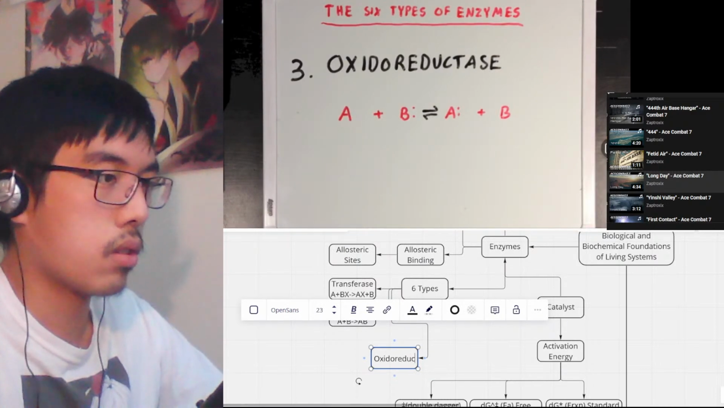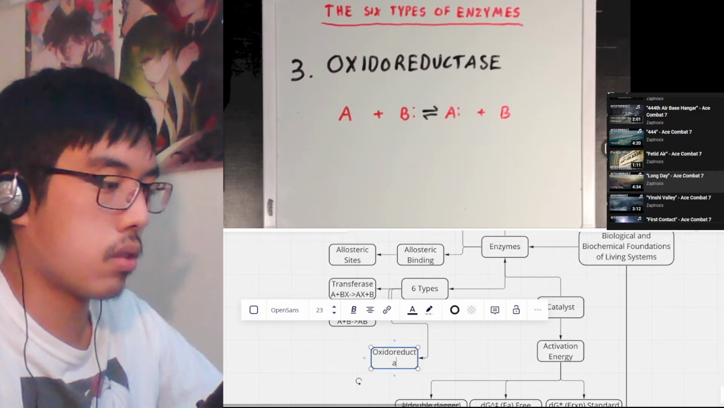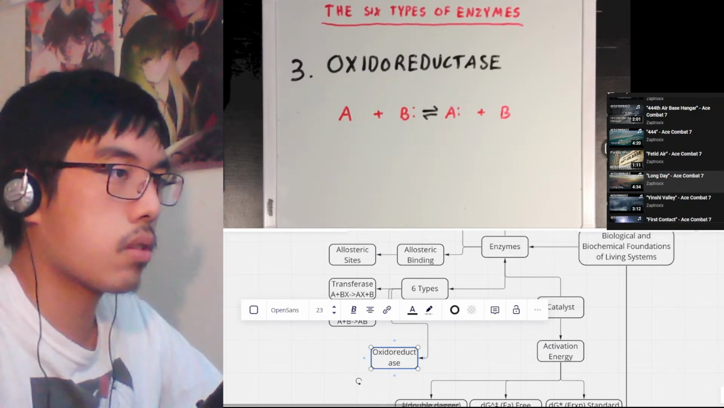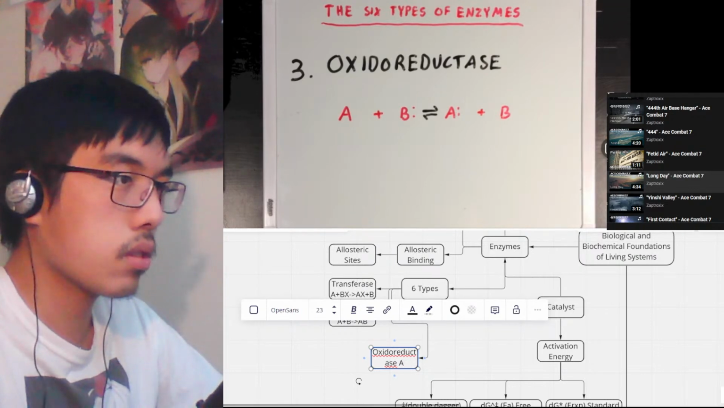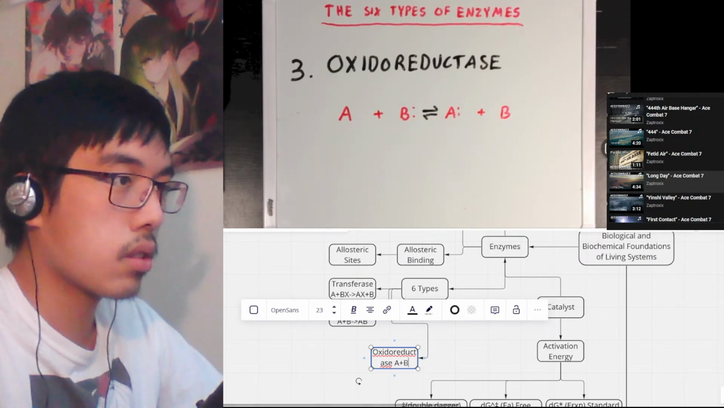Now, we say that an oxidase is directly involved in oxidizing or taking electrons away from a molecule, while a reductase is involved in reducing or giving electrons to a molecule. And we call these enzymes oxidoreductases together because they can usually catalyze both the forward and reverse reactions, which is why I've used equilibrium arrows here instead of just a normal single-headed arrow.